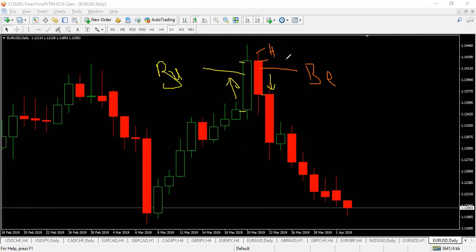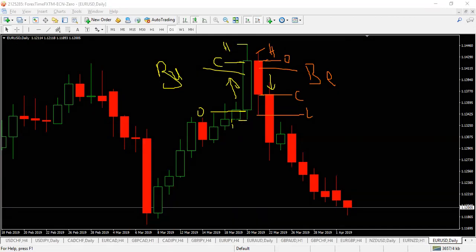Here is the open value, here is the close, here is the high, and here is the low. Now for the bull candle, here is the open, here is the close, here is the high, and here is the low. So sometimes you may need to identify it manually.